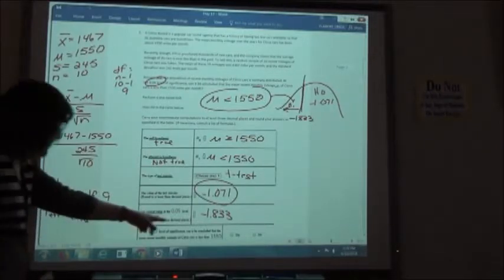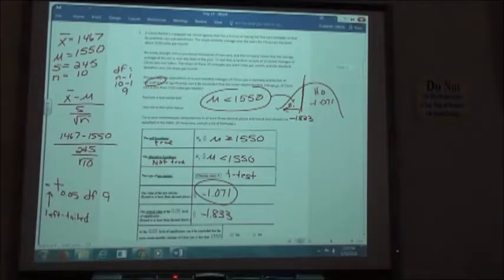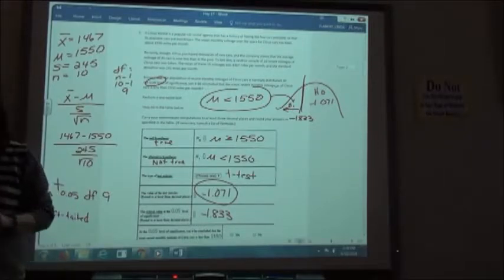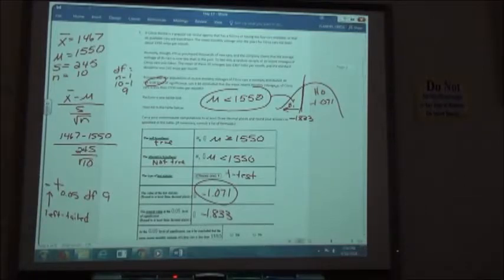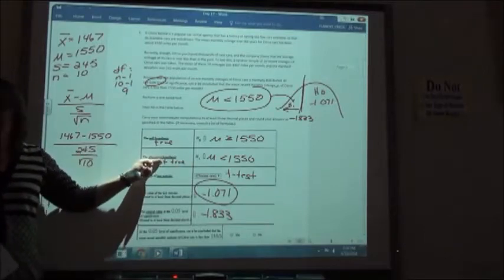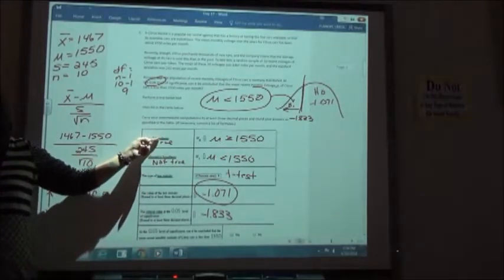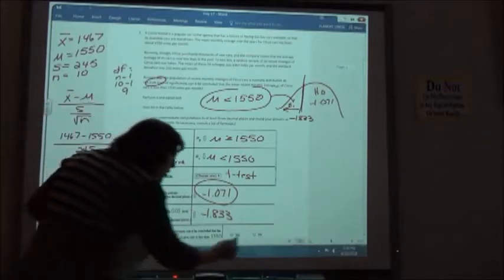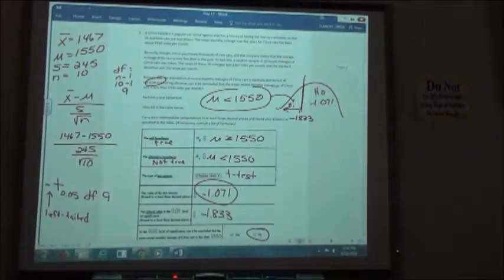So, at this level of significance, can we say that the mileage is less than 1550? Can we say it was less than 1550? No, because that was the not true statement, right? We said the true statement was that it was greater than or equal to the 1550. So no, we can't say that. It's not true. Based on our statistics, it's not true.